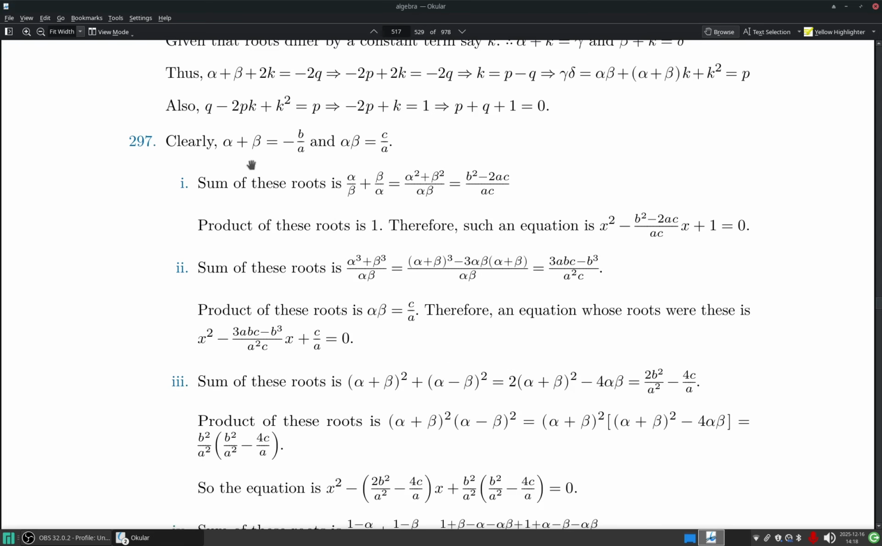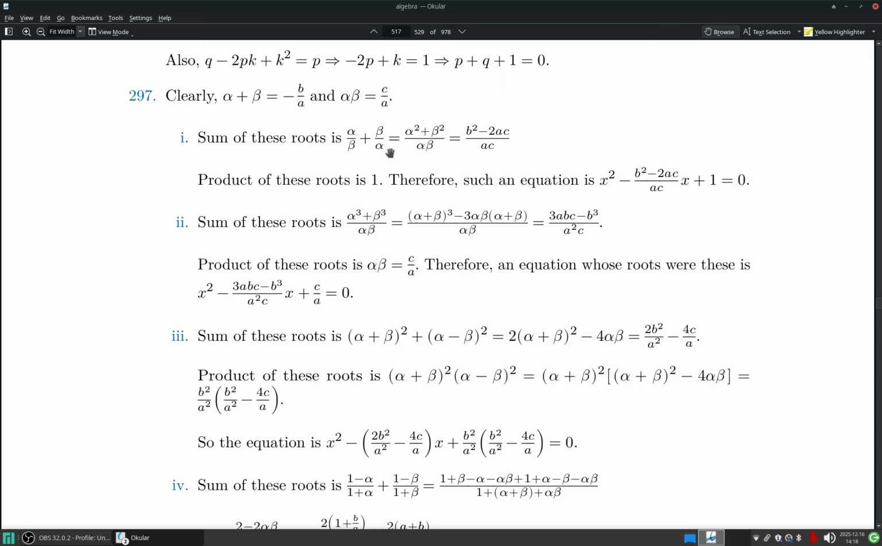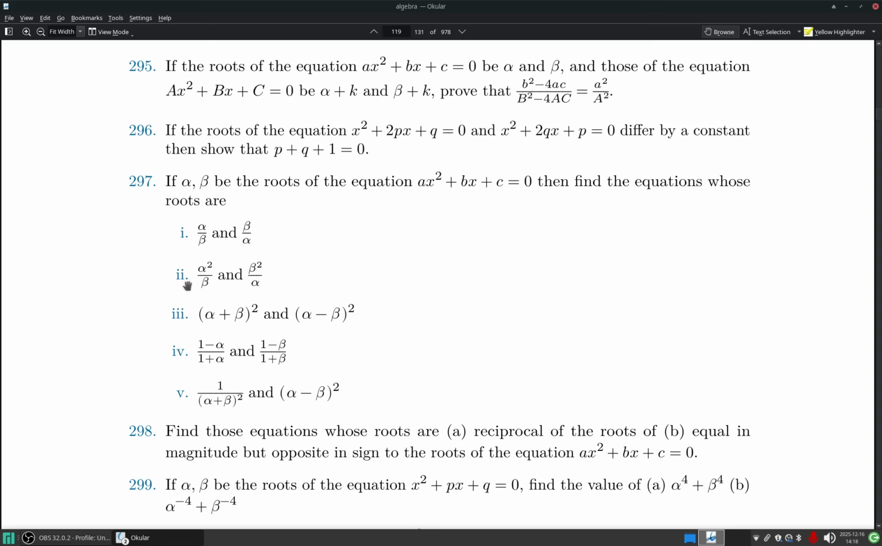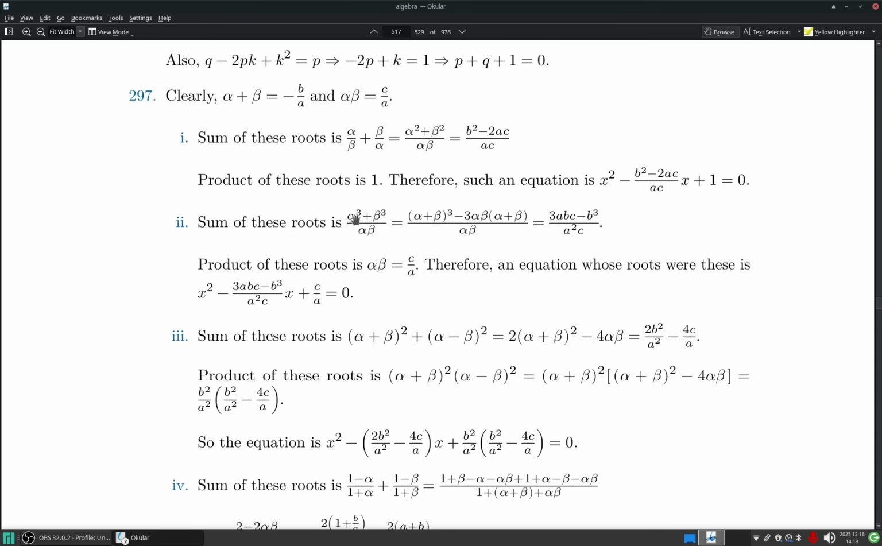So from the given equation, we have alpha plus beta is equal to minus b by a and alpha beta is c by a. Sum of these roots is alpha by beta plus beta by alpha, that is alpha square plus beta square by alpha beta, which is b square minus 2ac by ac. And product would be 1. Alpha by beta into beta by alpha, when multiplied, it will be 1. So the equation would be x square minus b square minus 2ac by ac into x plus 1 is equal to 0.